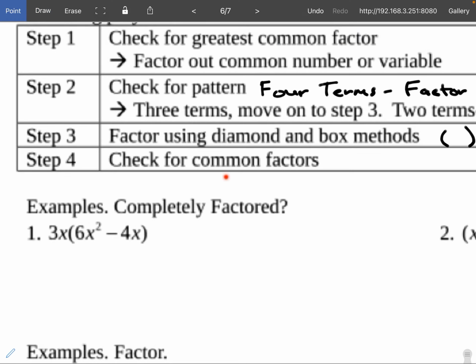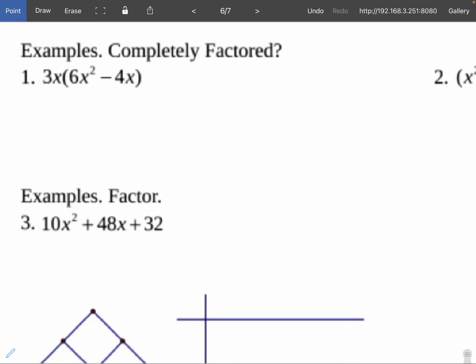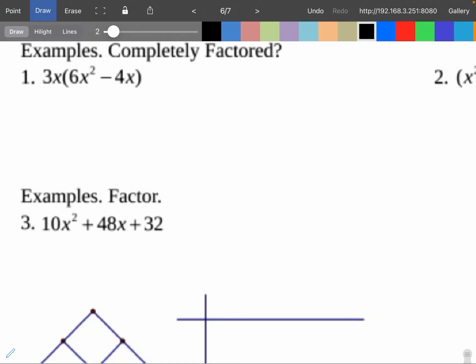Other than when you get your final answer, this fourth step down here, step 4, you've got to look at your final answer and decide whether there's anything else you could do. So you do the problem, but you've got to look at it carefully to decide if you can go further and factor it more with a different method. So let's look at 1 and 2 here. So 1, they want to know, is that factored completely?